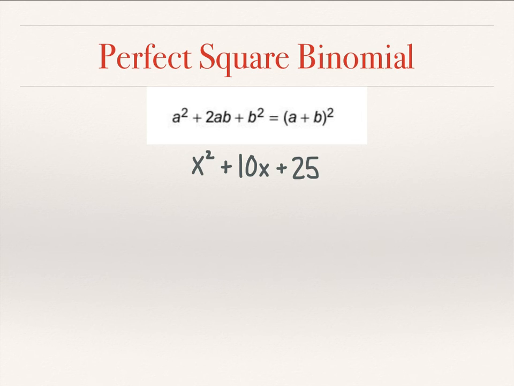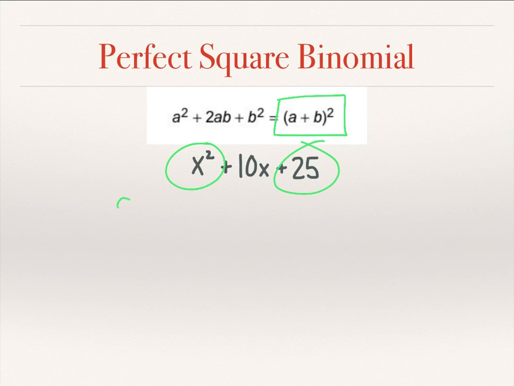All right, so we have perfect square binomials. If our first term is a perfect square, and our last term is a perfect square, then we can use this formula here, a plus b in parentheses squared. But we just have to find out what our a is and what our b is.